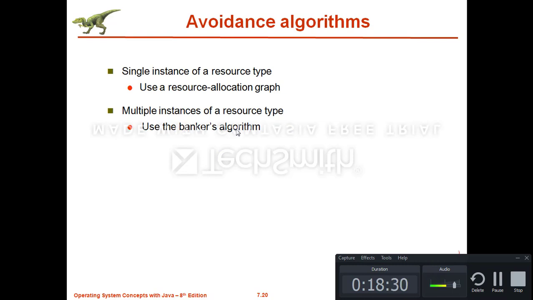Next, the avoidance algorithm. We'll see this avoidance algorithm in the next video, because from this banker's algorithm we'll get one 10 marks problem in the exam. For that we will have a separate video.